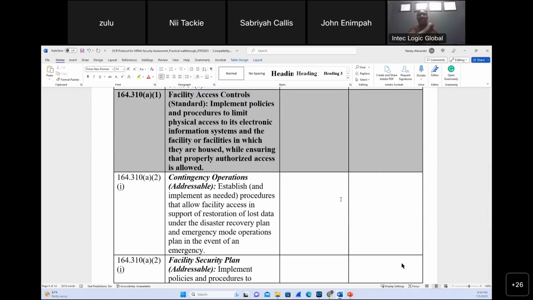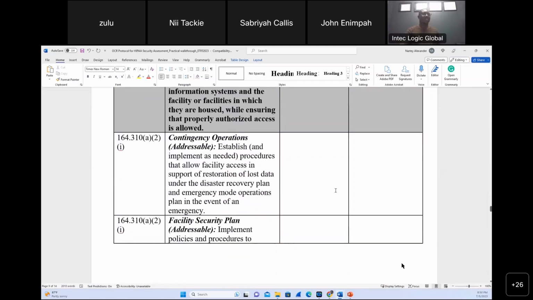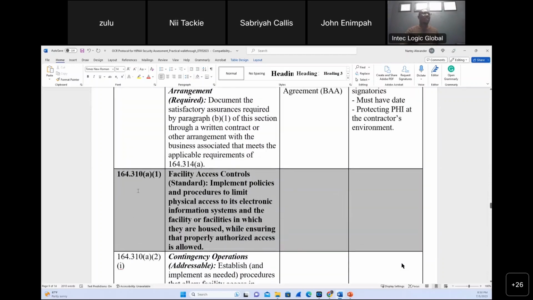So it's not a one-day job. It takes time, but we've been able to cover the administrative. Good. So the first part under the physical side is facility access control, or physical access control.